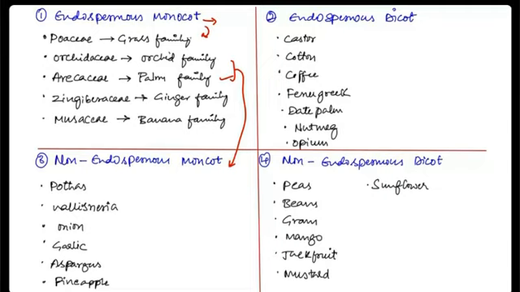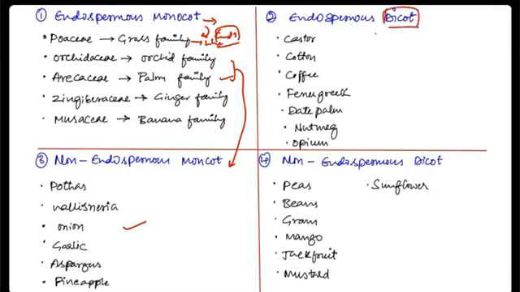This is generally in the grass family, where these are the cereals. All cereals are endospermic monocots. You remember all these things. And we have certain non-endospermic monocots. Though generally all the monocots are endospermic, we have certain non-endospermic ones. So I listed them here. Just go through that.